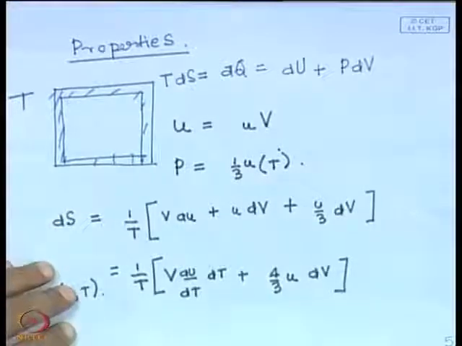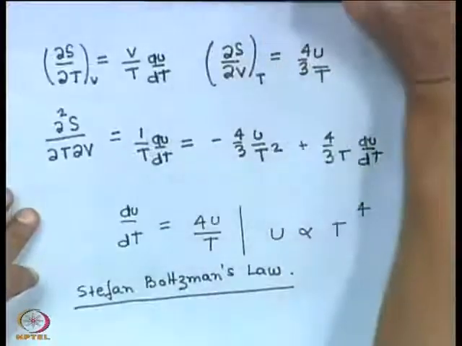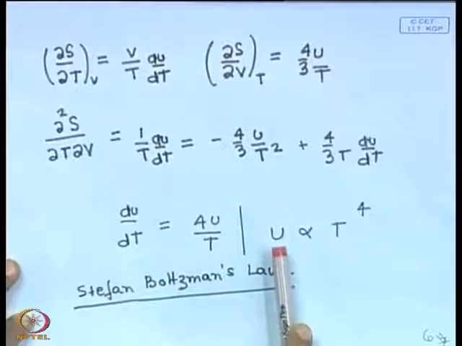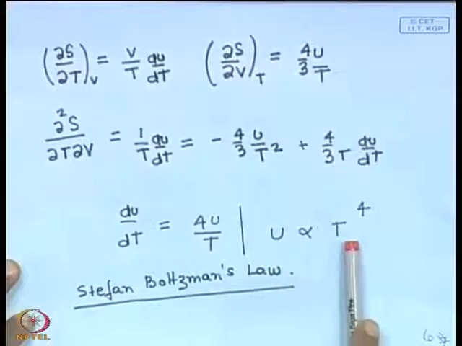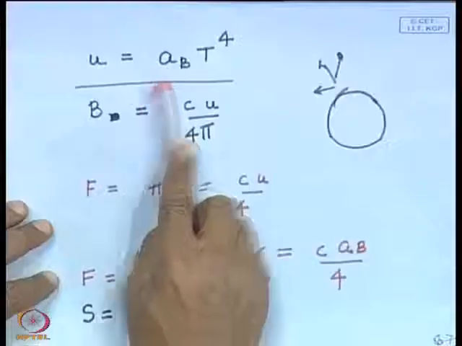Then having discussed this, we went ahead and calculated how the entropy depends on the temperature and the volume, and based on this we finally reached the conclusion that the energy density of this black body radiation is proportional to T to the power 4, and this constant of proportionality we called the Stephan constant.